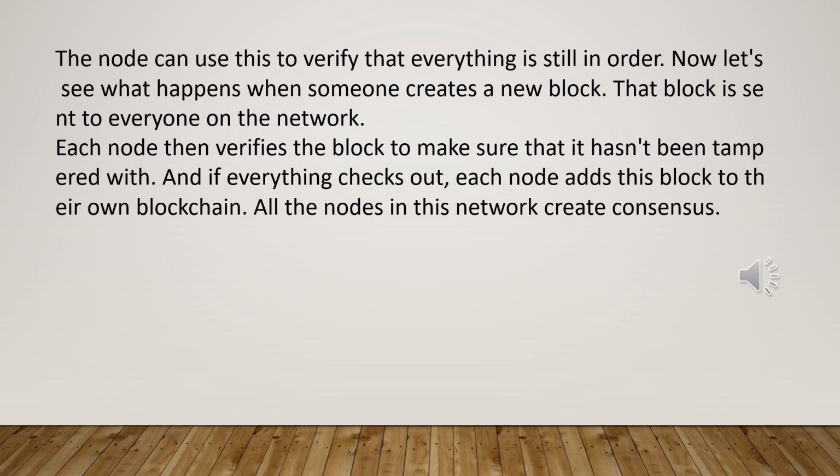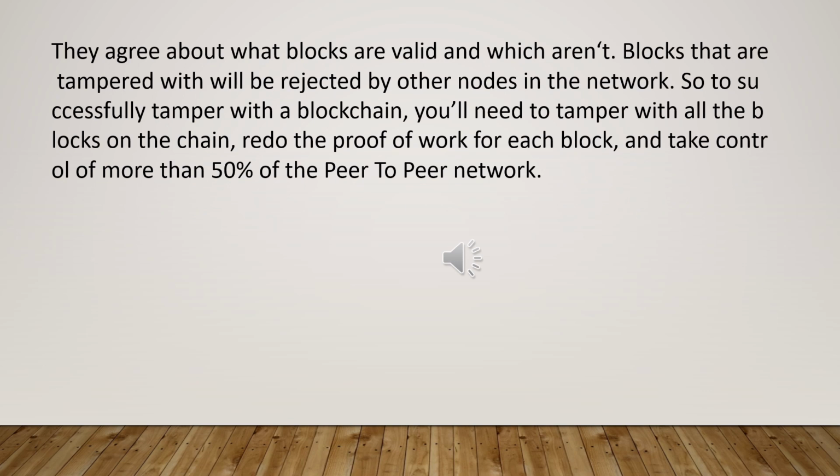Now let's see what happens when someone creates a new block. That block is sent to everyone on the network. Each node then verifies the block to make sure that it hasn't been tampered with. And if everything checks out, each node adds this block to their own blockchain. All the nodes in this network create consensus. They agree about what blocks are valid and which aren't. Blocks that are tampered with will be rejected by other nodes in the network.